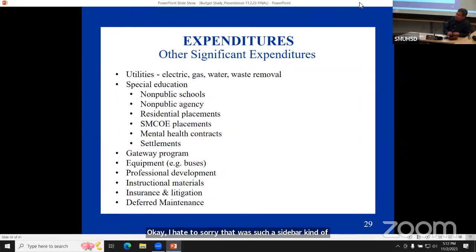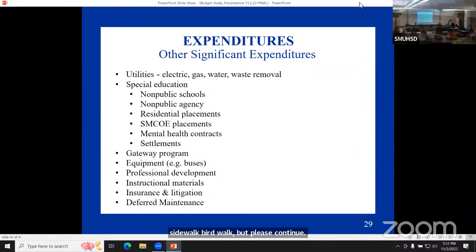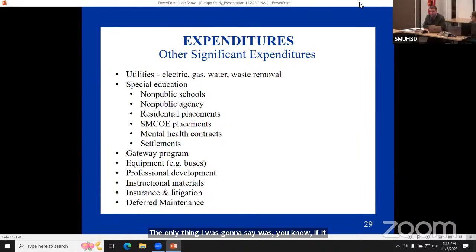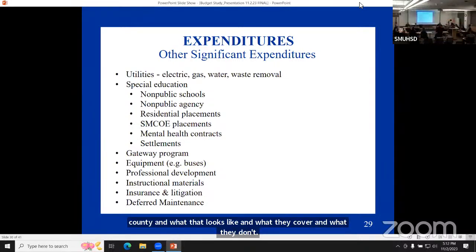The only thing I was going to say was, if it would please the board, at some point we may agendize just insurance as a topic, so that we can explain to you, and to the community and our educators, what SMUHSD is, which is one of our insurance carriers, and how we work as a co-op throughout districts in the county, what they cover and what they don't. If the board would like something like that, I'm sure we could. Not a special study session, just an agendized item during a board meeting.